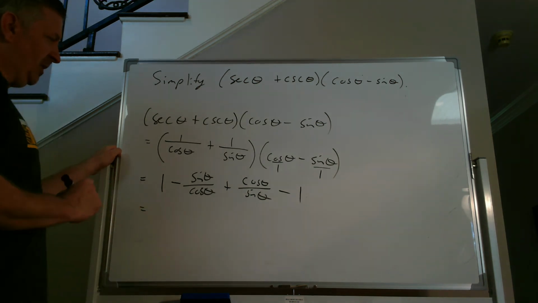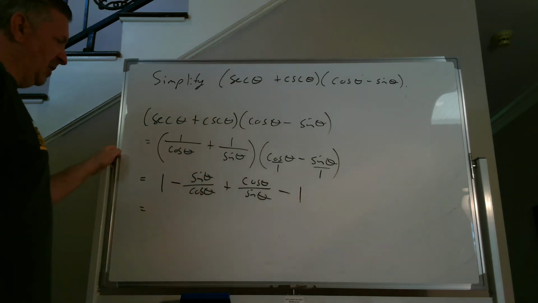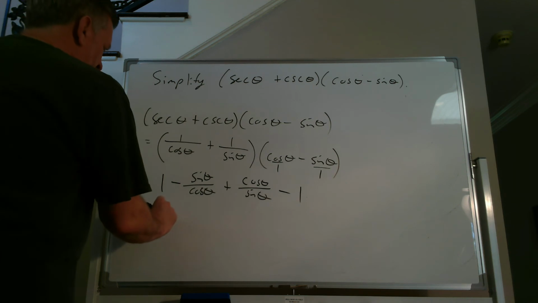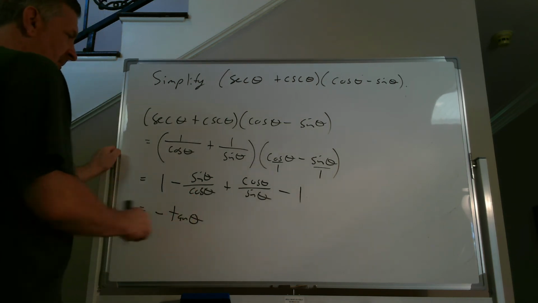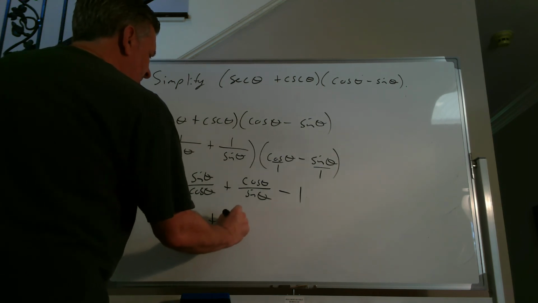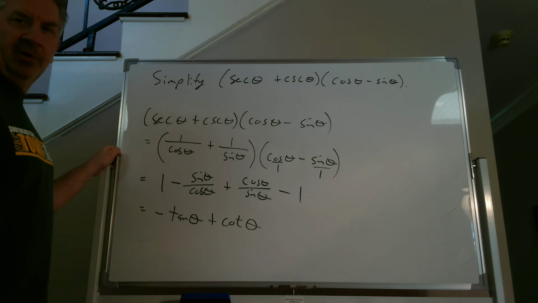Okay. So notice what happens here. I get a 1 minus a 1, that's 0, that's gone. Well, what's sine over cosine? Sine over cosine is tangent, and cosine over sine is cotangent. And that's the answer they want on this problem.